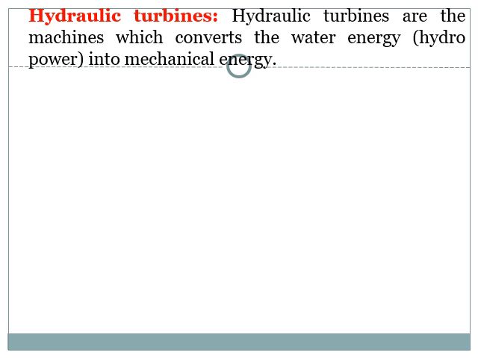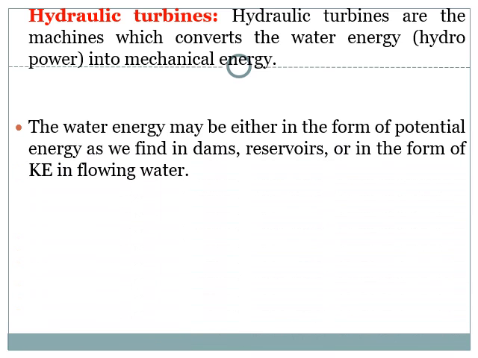In order to produce electricity, we require some mechanical energy, so that mechanical energy gets converted into electrical energy by the use of generators. The water energy may be either in the form of potential energy, as we find in dams and reservoirs, or in the form of kinetic energy in flowing water.